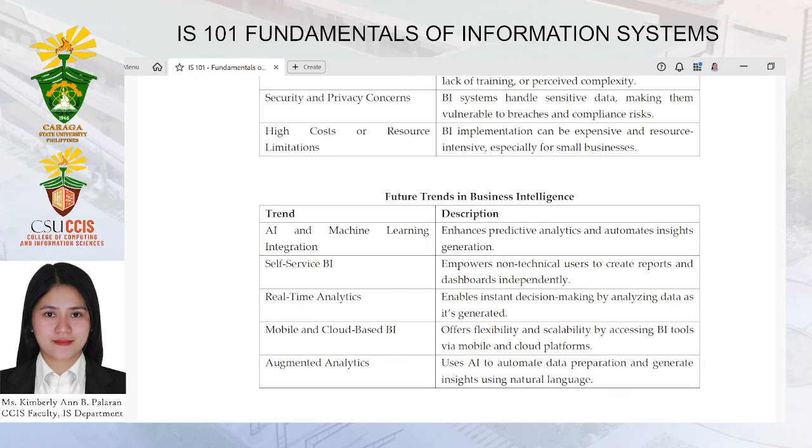At the end of the day, business intelligence teaches us that information is power only when we know how to use it. As future IS professionals, you'll play a key role in helping businesses, schools, and even communities make data-driven decisions. Remember, every graph, report, or trend you analyze has the potential to improve operations and impact people's lives. That's the real value of business intelligence, using data not just to understand the world, but to make it better.